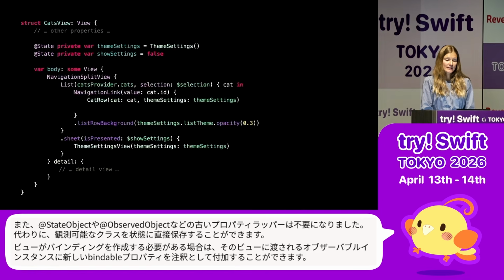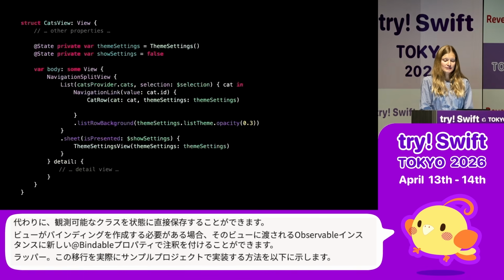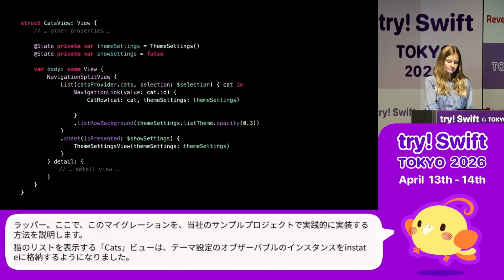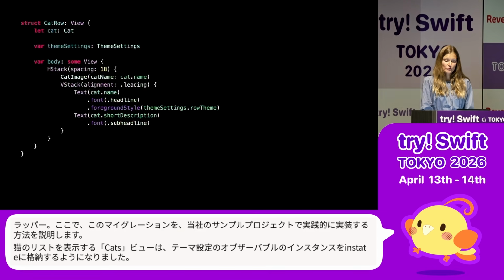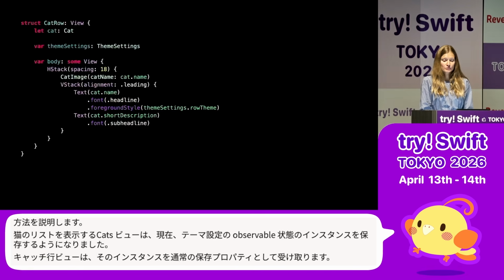Here is how this migration can be implemented in practice in our sample project. The cats view that displays the list of cats now stores the instance of our theme settings observable in state. The cat row view receives that instance as a regular stored property. We don't need any annotations here. SwiftUI tracks changes to properties of an observable automatically and updates views that depend on them.